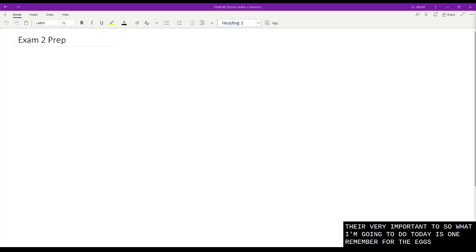Remember, for the exam, to bring a calculator. Calculator is important. I will give you the genetic code or any important equations that you might need for the exam. So just make sure you have a scientific calculator. Your phone does not count as a calculator.